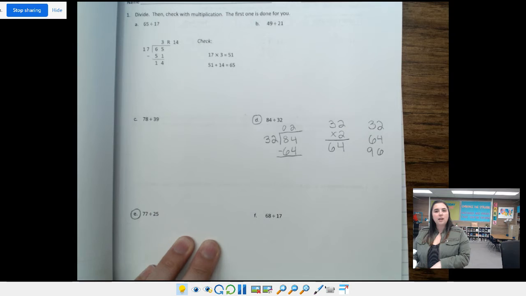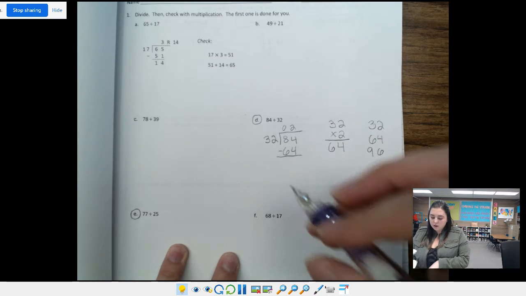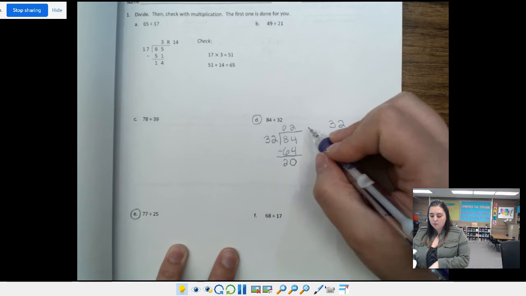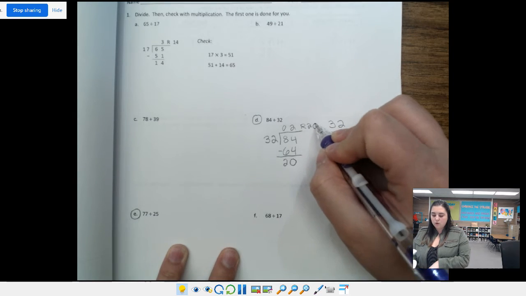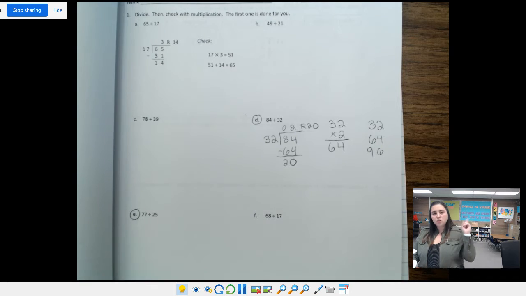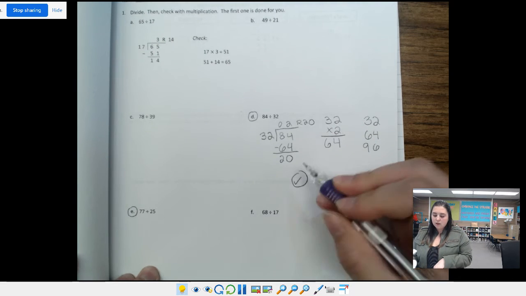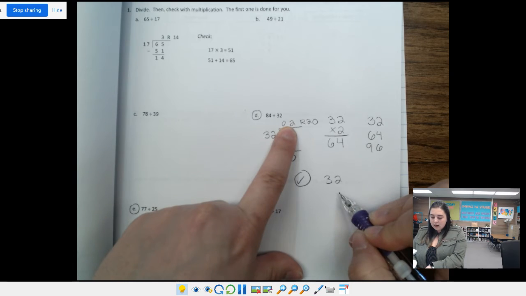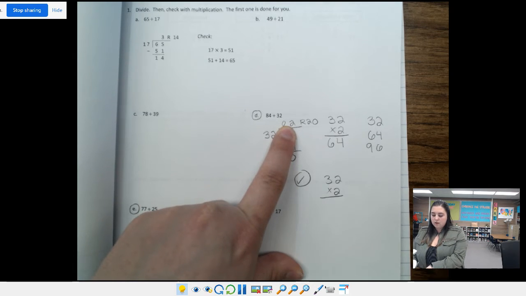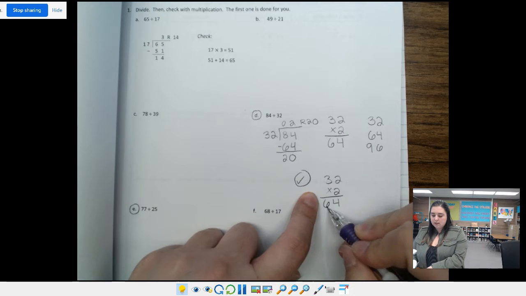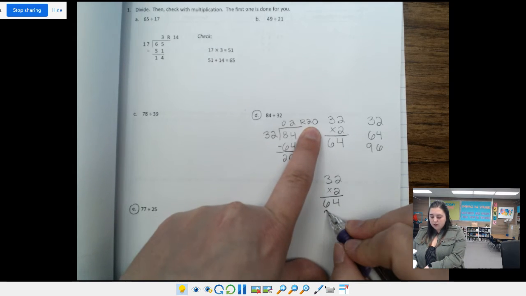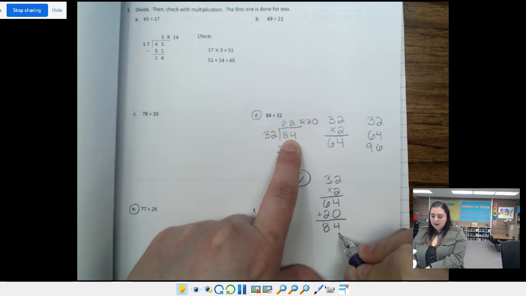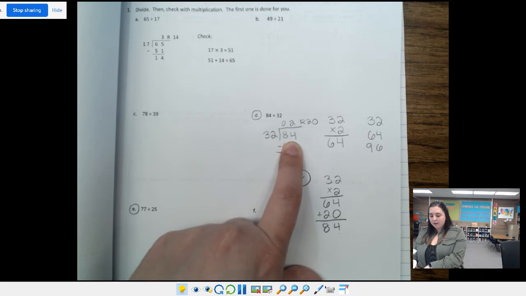So when I subtract 84 minus 64, that would be 20. So my remainder would be 20. Let's check our work. So 32 going up and over, 32 times 2 is 64 plus 20, 84. Yep, I got it right. Did you?